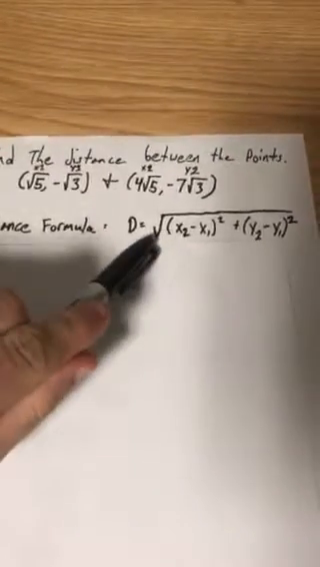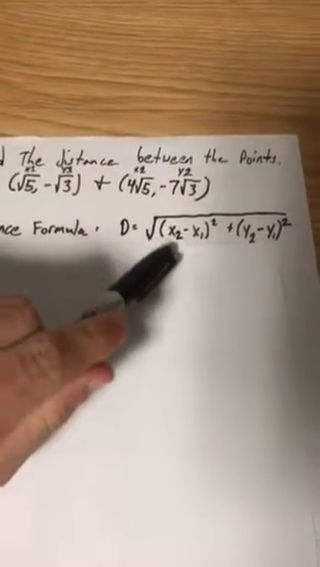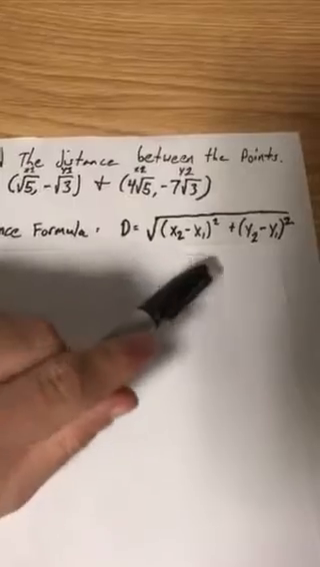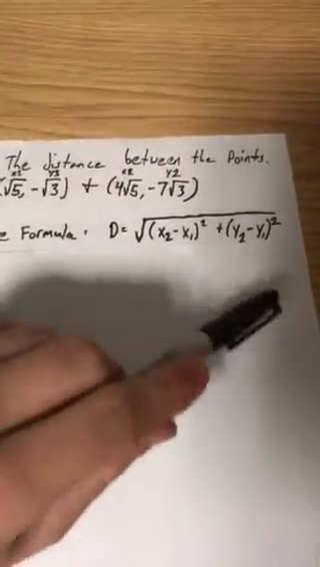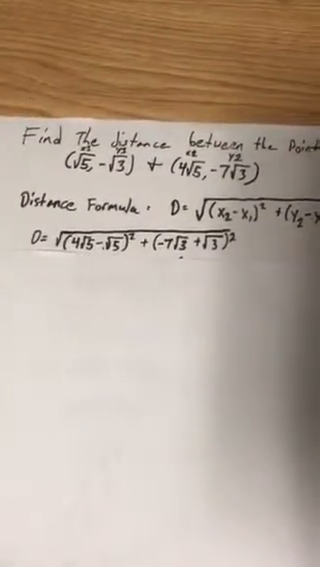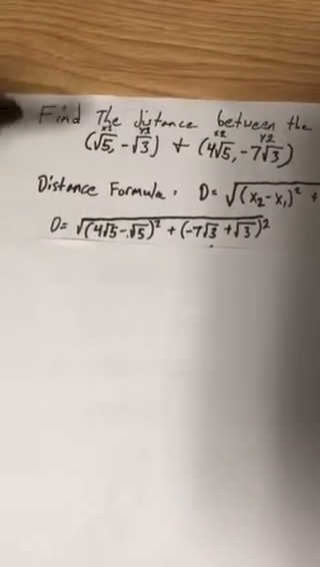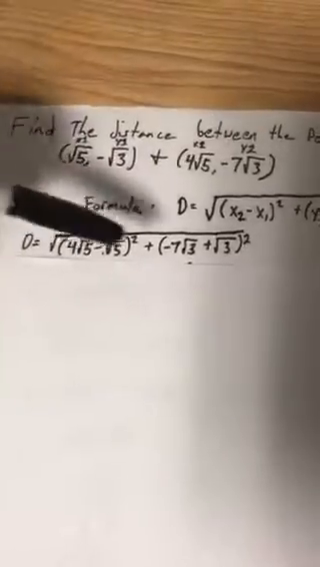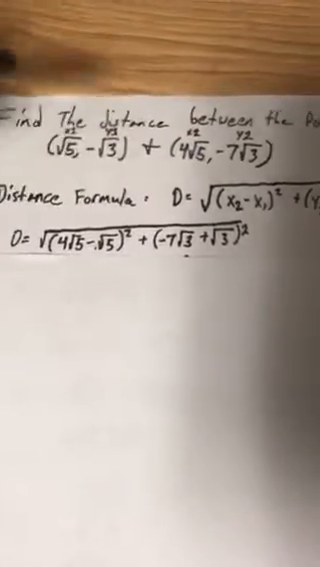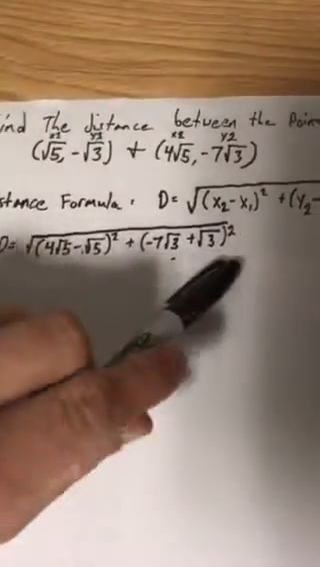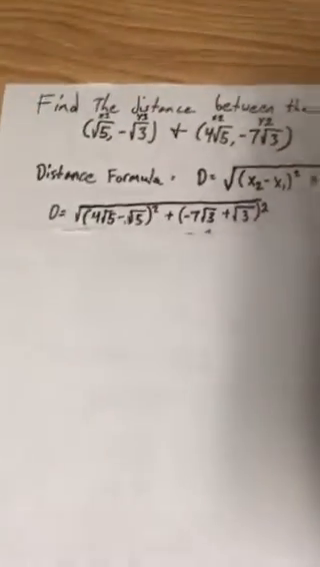d equals with radical sign. Inside the parentheses you have x2 minus x1, and the whole thing is squared, plus y2 minus y1 with that squared. So we're going to plug these numbers into the distance formula. So you have 4 radical 5 minus radical 5, and outside the parentheses the whole thing is going to be squared, plus negative 7 radical 3, plus radical 3 on the outside, it's squared.